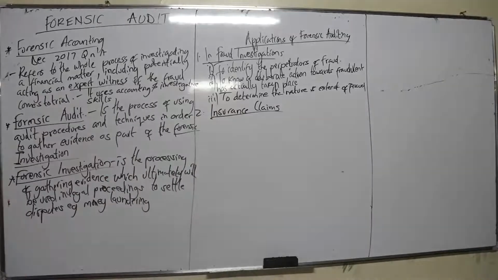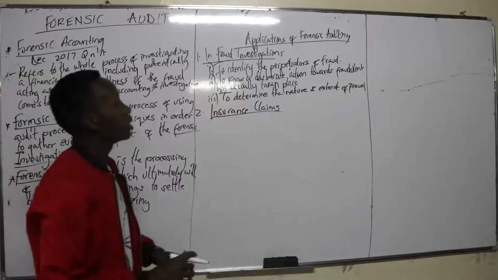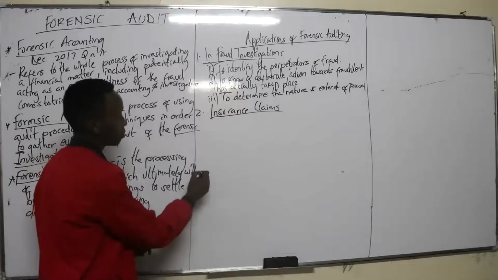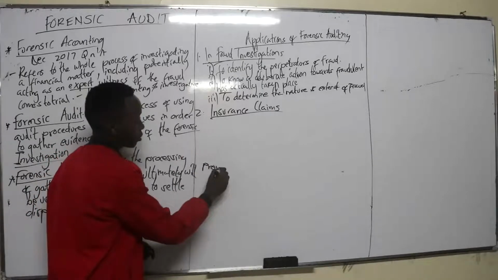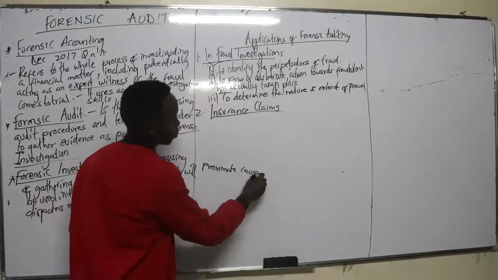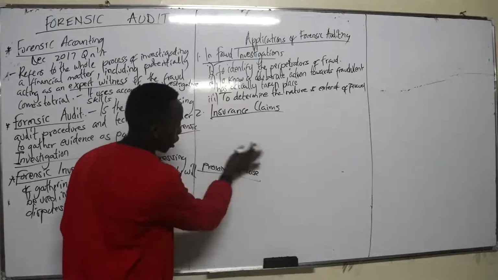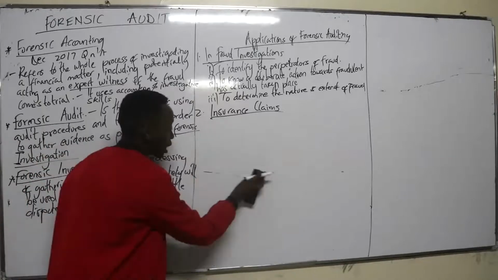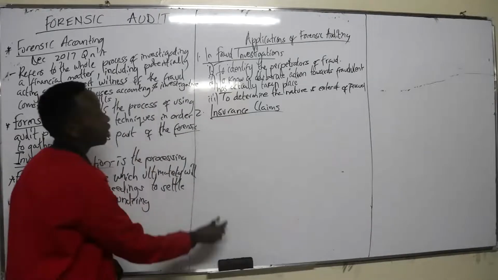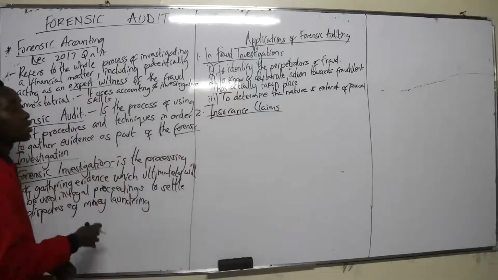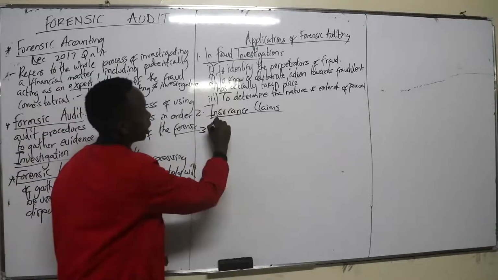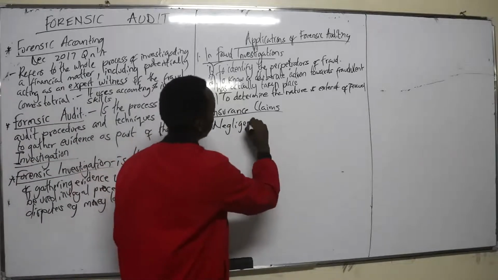Also in insurance claims, for example, one of the principles under insurance claims is what we call the principle of proximate cause. So if you are to ever pay individuals, the cause of loss should be the one that was insured against. So you may conduct an investigation into the cause of such a claim that is being made by the insured. And then also on negligence claims.